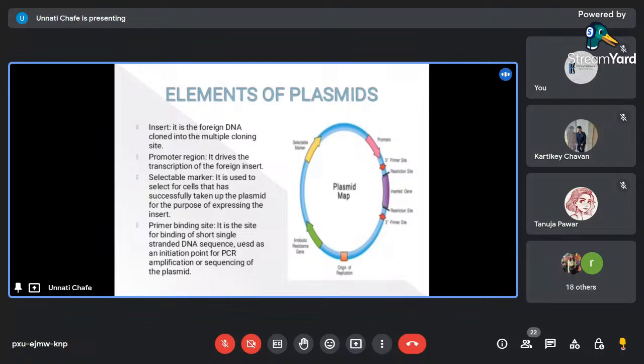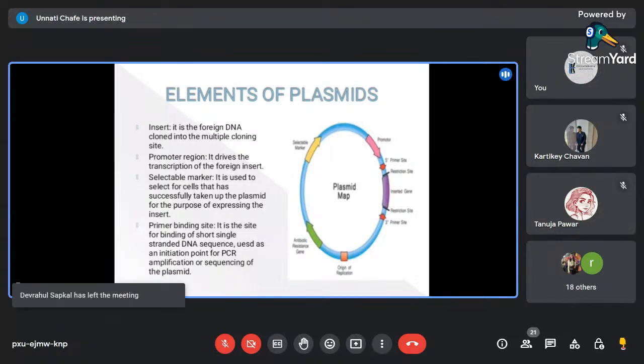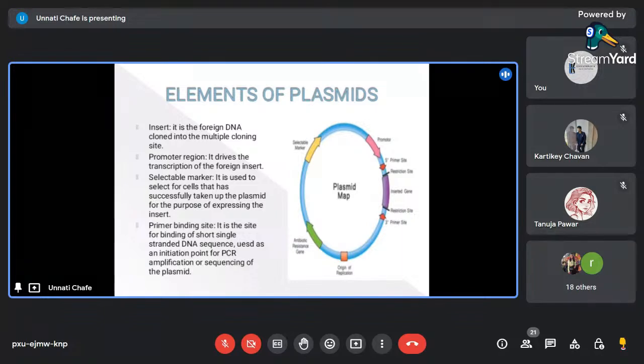Promoters drive the transcription of the foreign insert. Selectable markers are used to select the cells that have successfully taken up the plasmid for the purpose of expressing the insert. The primer binding site is the site for binding the short single-stranded DNA sequence used as the initiation point for PCR amplification or sequencing of the plasmid.